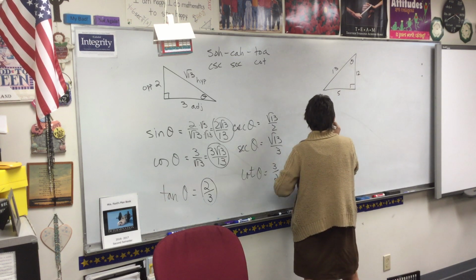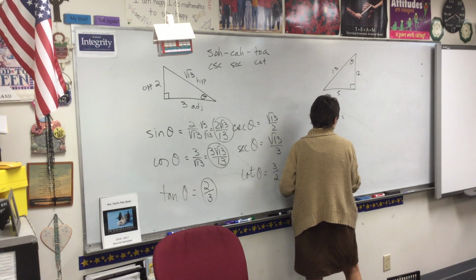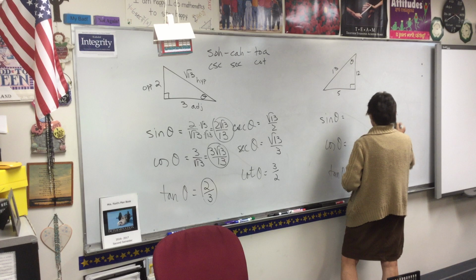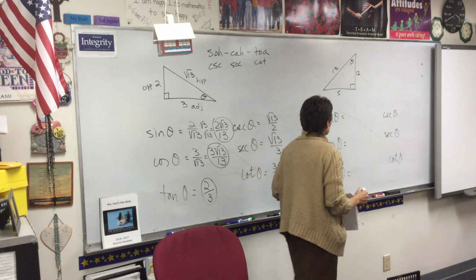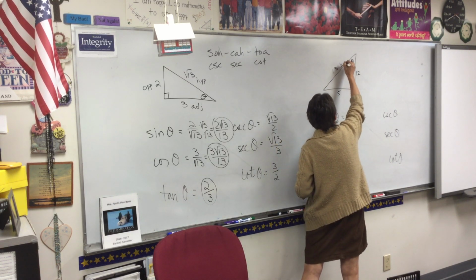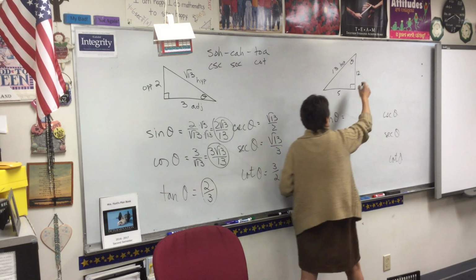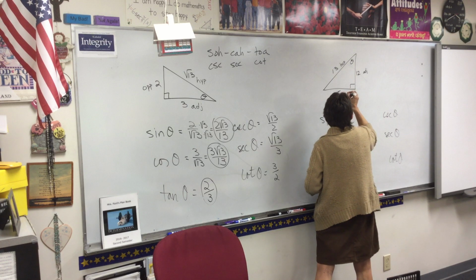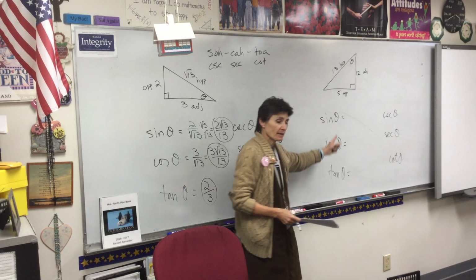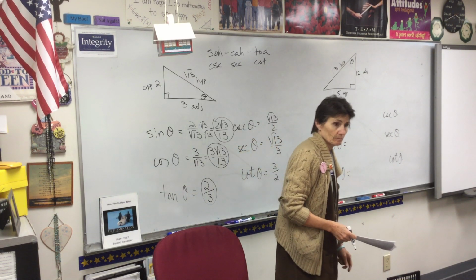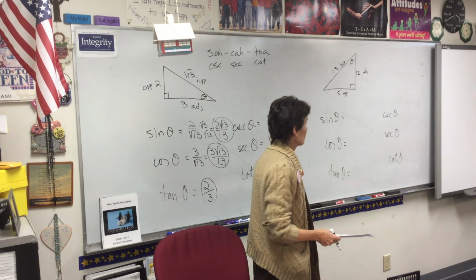Now, where theta is is extremely important because where theta is determines where opposite and adjacent are. So here we go. This is the hypotenuse. What's 12? Adjacent. And 5 is opposite. All right, so see if you can fill in the first 3. Fill in sine, cosine, and tangent.